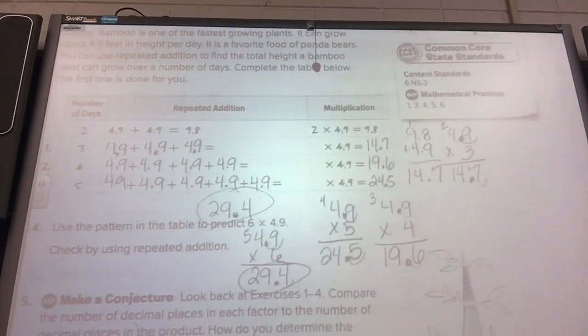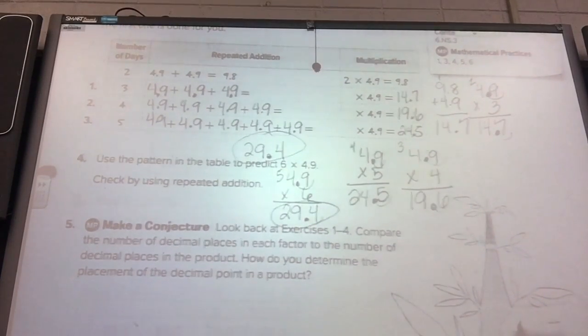All right. Making a conjecture. Look back on exercises 1 through 4. Compare the number of decimal places in each factor to the number of decimal places in the product. How do you determine the placement of the decimal point in a product?